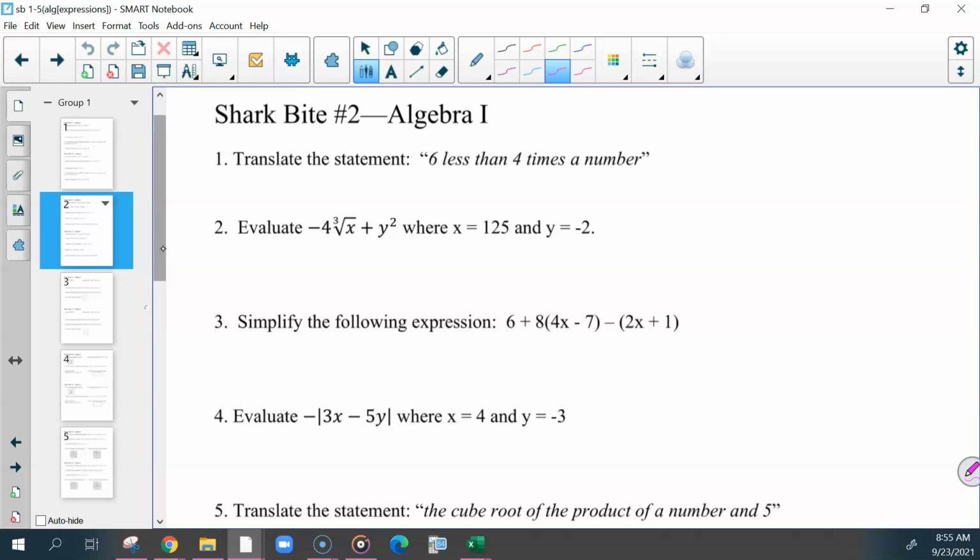So translate the statement 6 less than 4 times the number. So 6 minus 4x. You're really close. That "less than" means this needs to go at the end. So it would be 4x minus 6.